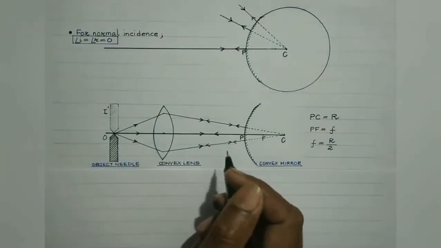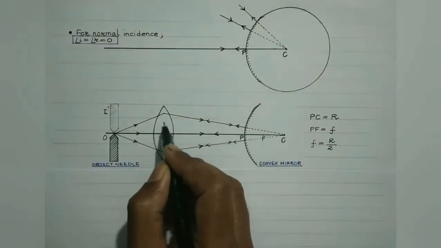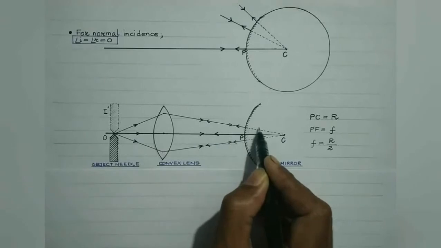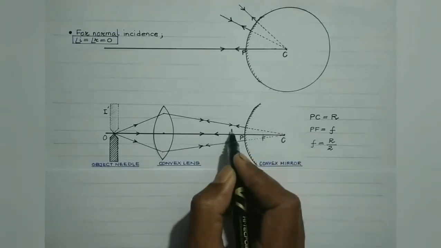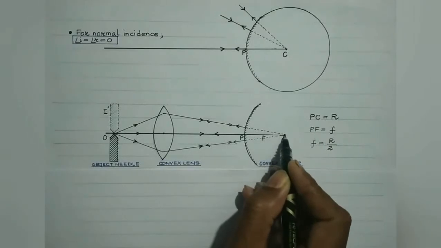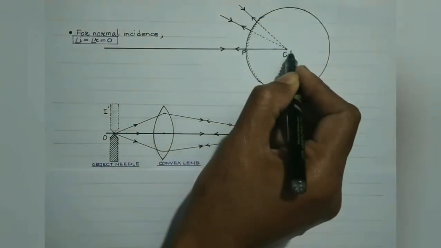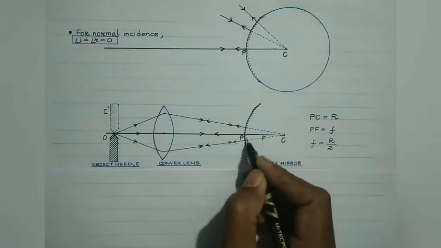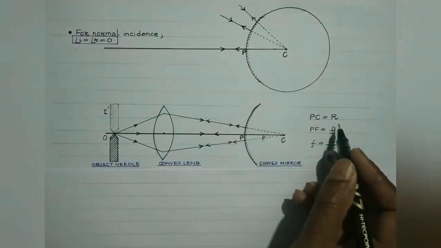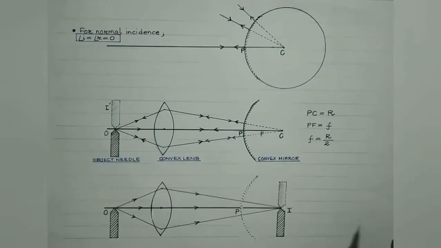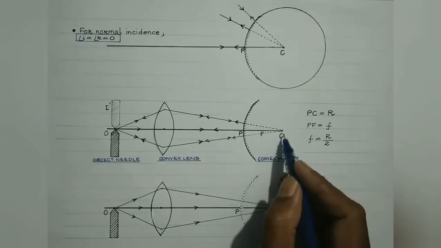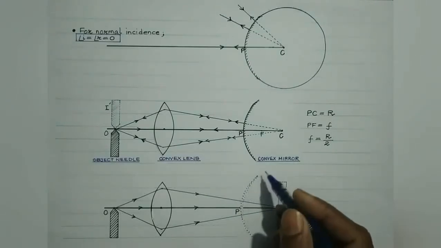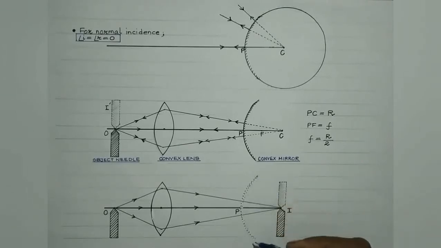And the point to be noted is that students, the rays which are refracted by the convex lens would fall normally on the convex mirror only when these rays are directed towards the center of curvature, right? This is what I stated earlier. So by locating the position of C, the distance PC, which is equal to the radius of curvature of the convex mirror, can be measured. Now, in order to locate the position of this center of curvature, we will remove this convex mirror. So this convex mirror is removed now.